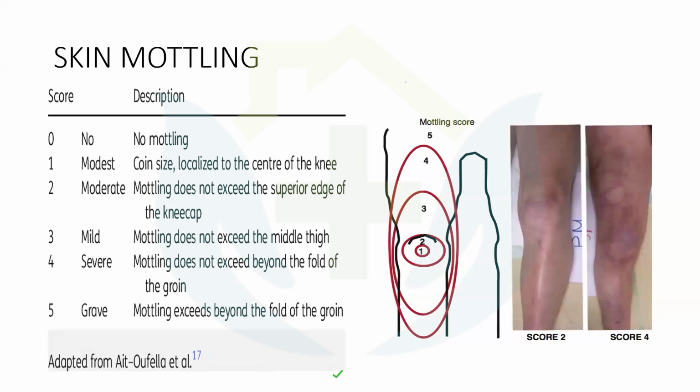So you have to know that there is a heterogeneous vasospasm that occurs around the knee region due to density of the alpha receptor or noradrenergic receptor.